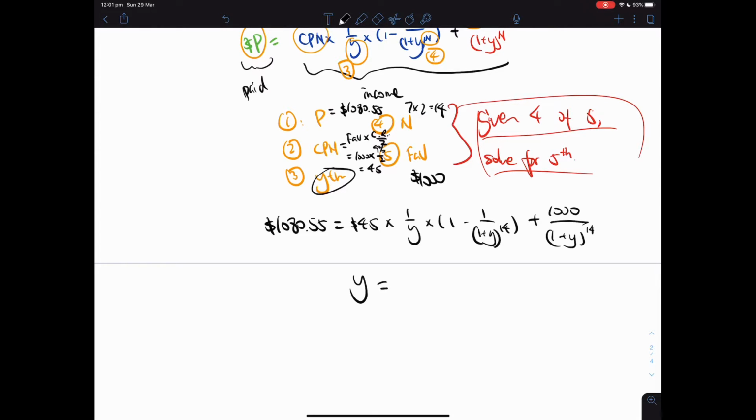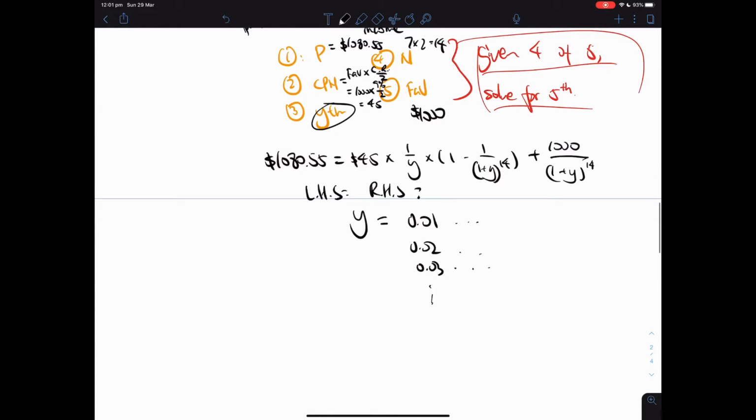Which means you will just try, okay, let's make y equal to 0.01. If y equals 0.01, does the left-hand side equal the right-hand side? If not, move on to 0.02, 0.03, and so on, right? You can see here it is less than ideal, because that requires you to do this calculation so many times to see whether the right-hand side equals 1080.55. So we're going to switch to using Excel to do it.